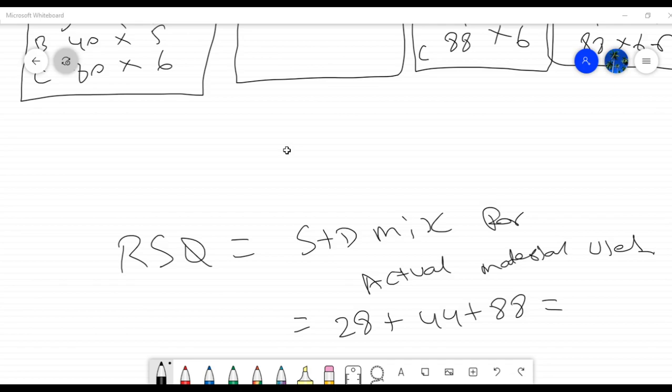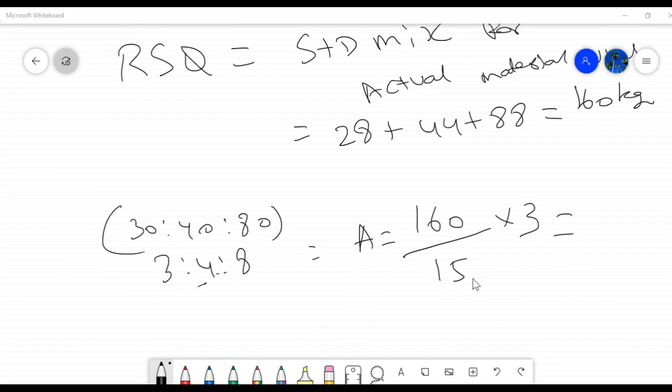So now we have to identify for A how much? 160 divided by 3 plus 4, 7, 7 plus 8, 15. So 160 divided by 15 into 3 equal to how much? 32 units. Okay.